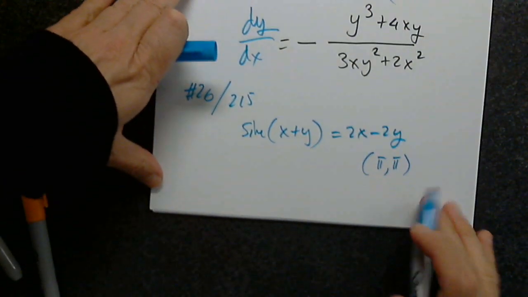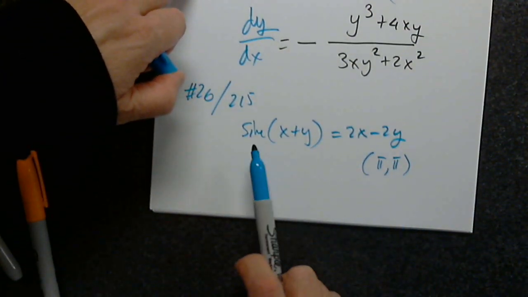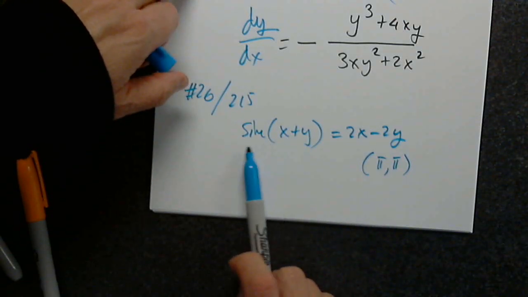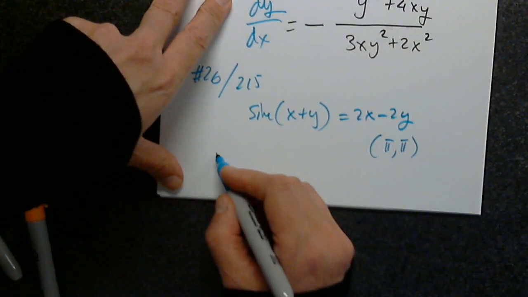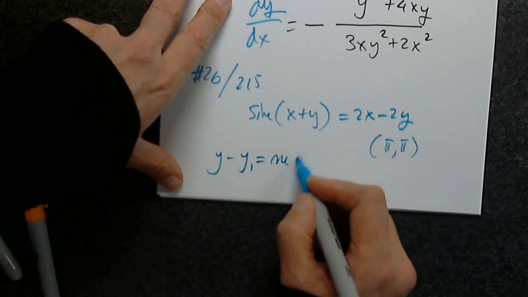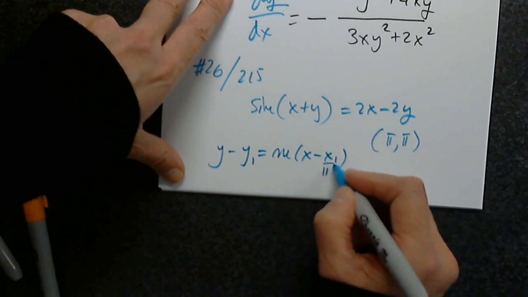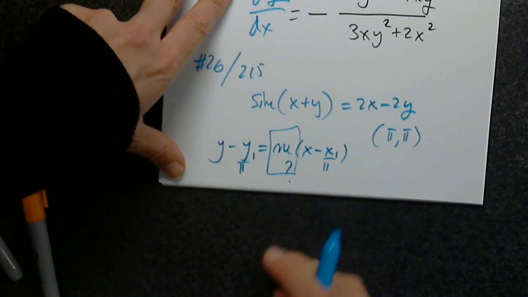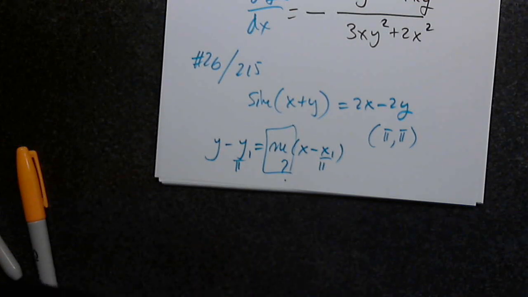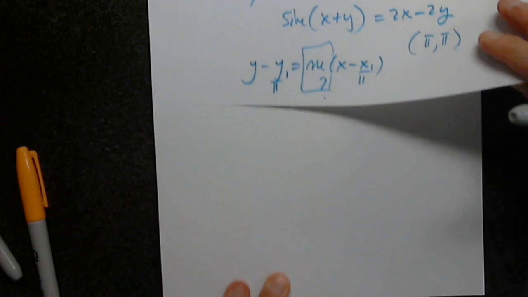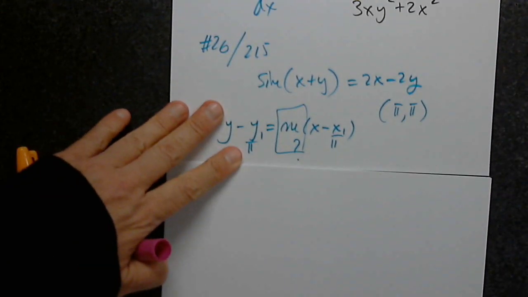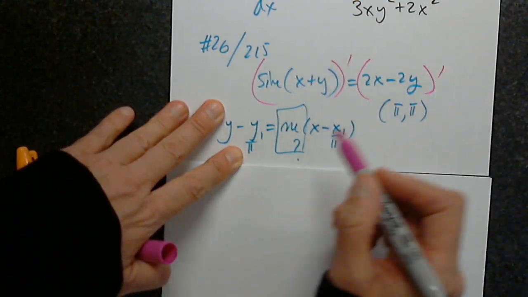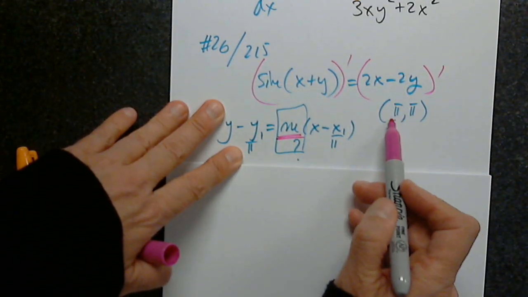We are given a point. I'm going to check my point. So pi plus pi is 2 pi, so sine of 2 pi is 0. 2 pi minus 2 pi is 0. That's correct. So the equation of the tangent line will look like this, where this is pi and this is pi and this I don't have. So what do I do now? The answer is implicitly differentiate to find an expression for this, and then plug in pi.